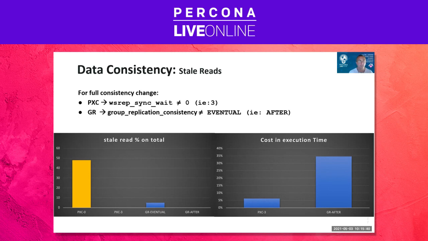the graphs represent some testing I have done. If you do the testing in a medium load environment, you can see that for PXC, for instance, when trying to write and read from another node, almost 50% of the operations are stale reads. Well, for Group Replication it is around 8 percent on average.